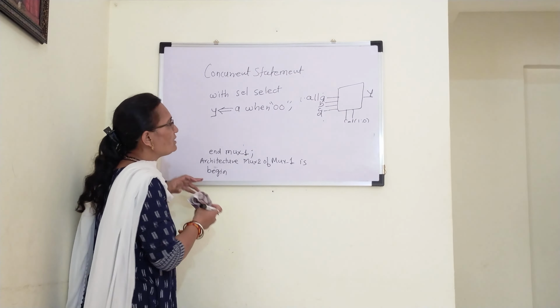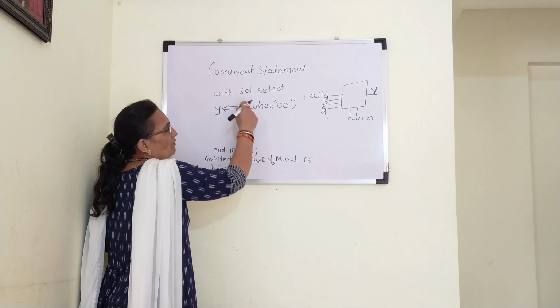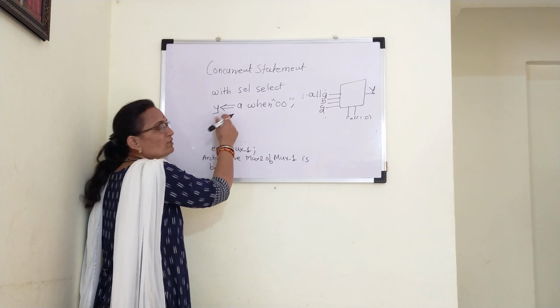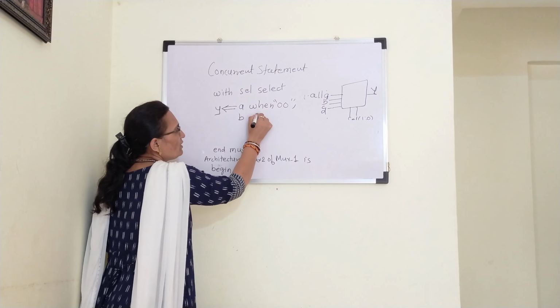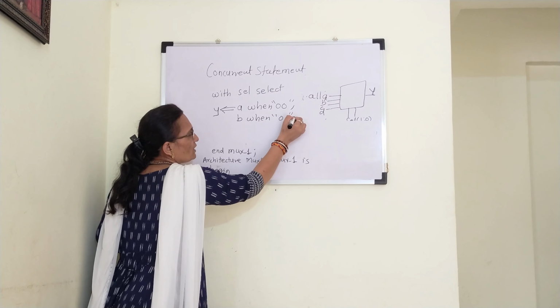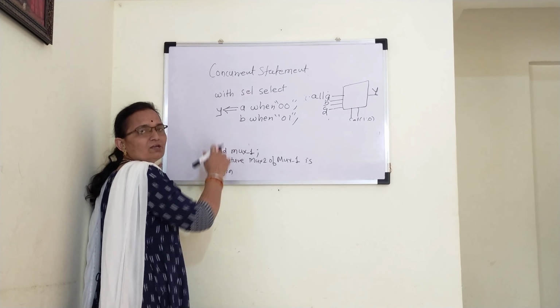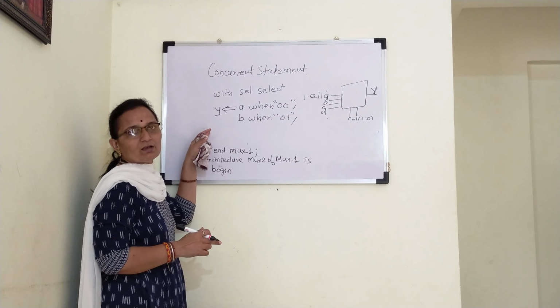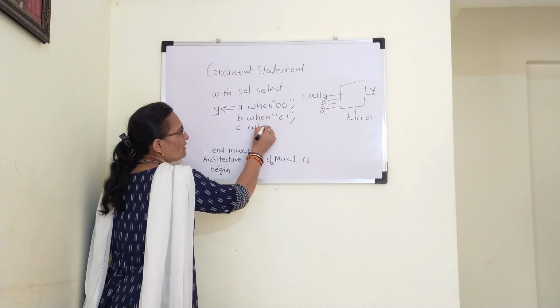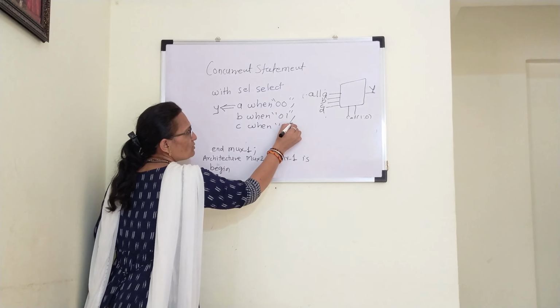Okay. Let us see here. If the value of sel will be 01, so what is your output? B. When the value of sel is 01, then the output is B, meaning input B is selected at the output. Similarly, C when 10.